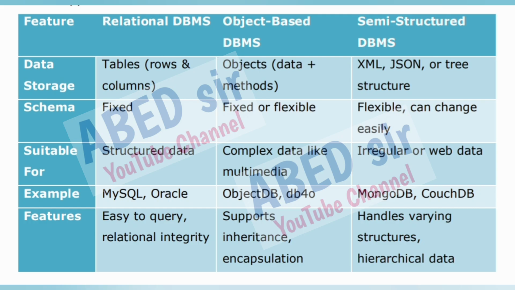Data storage: tables, rows and columns; objects, data plus methods; XML, JSON, or tree structure. Schema: fixed; fixed or flexible; flexible, can change easily. Suitable for: structured data; complex data like multimedia; irregular or web data. Example: MySQL, Oracle; ObjectDB, DB4O; MongoDB, CouchDB. Features: easy to query, relational integrity; supports inheritance, encapsulation; handles varying structures, hierarchical data.